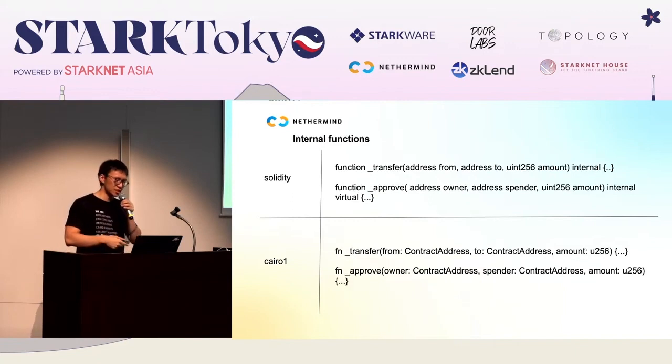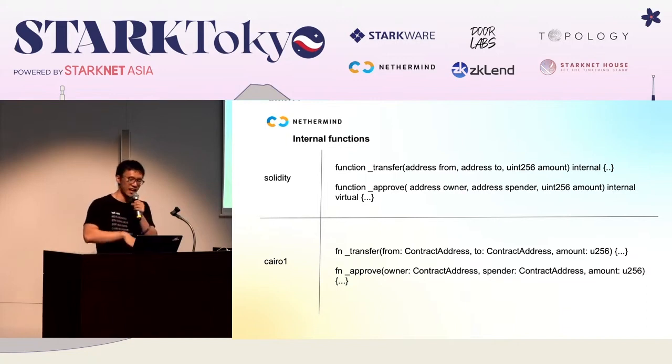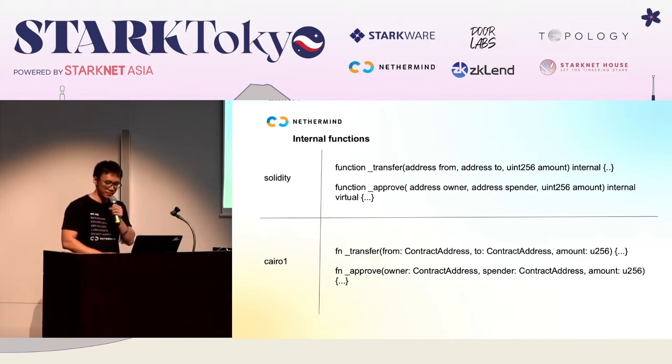And internal functions. In Solidity, you have internal functions and private functions, which are similar in Cairo1. In Solidity, you mark it as internal, but in Cairo1, you just don't include any macros. It's just like that. And yeah, that's all for functions, I guess.